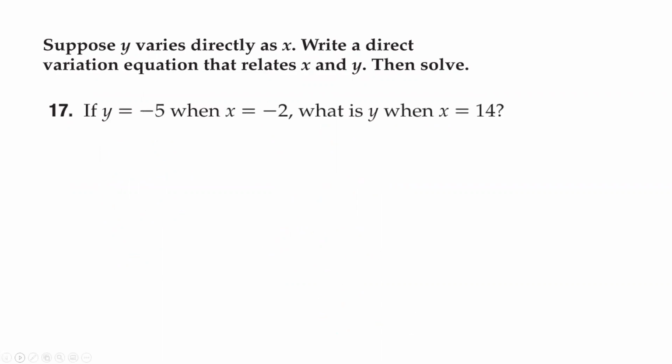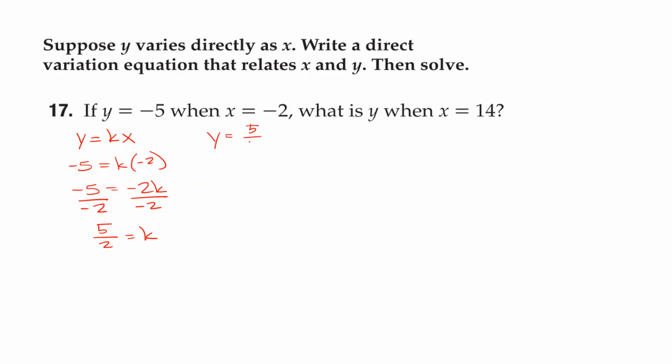Let's look at another one of those. Here it tells us if y is equal to -5 when x is -2, what is y when x is equal to 14? Again, we have our direct variation equation. We know y is -5, and we know that x is -2. So this is -5 equals -2k. Divide both sides by -2, and negative divided by negative is positive. So 5 over 2 is equal to k. So our direct variation equation is y equals 5 over 2 times x.